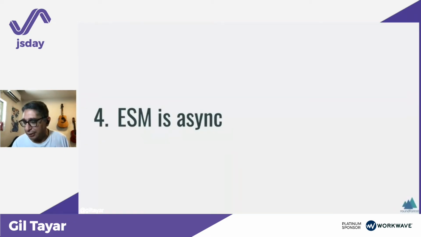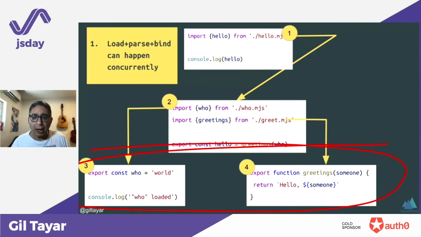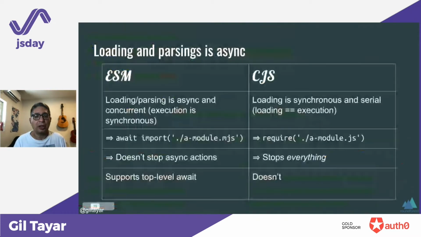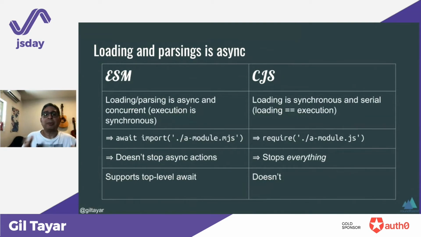But it allows something else. It allows ESM to be async. We talked about that. The two files can be loaded and parsed concurrently. ESM, loading and parsing, is async and concurrent. Execution is synchronous. In CJS, loading is synchronous and serial.